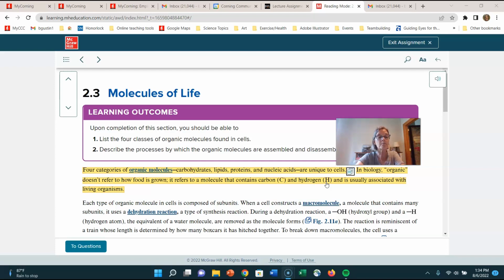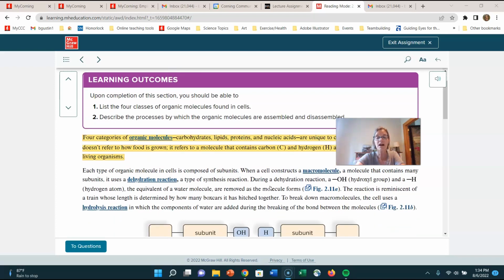So the 4 major categories of organic molecules are carbohydrates, lipids, proteins, and nucleic acids, and we're going to explore that further. Before we do that, though, I just want to clarify the next point. It says describe the process by which organic molecules are assembled and disassembled.